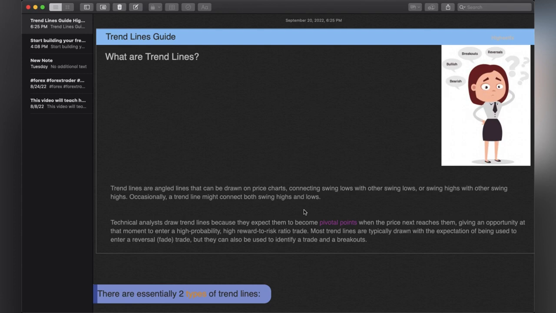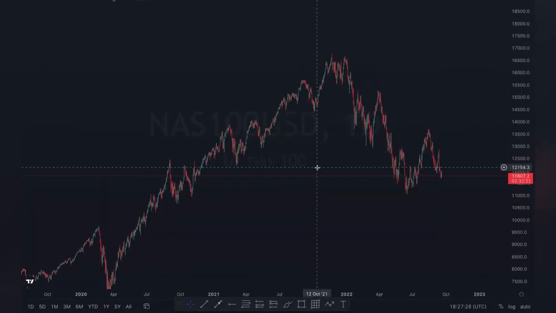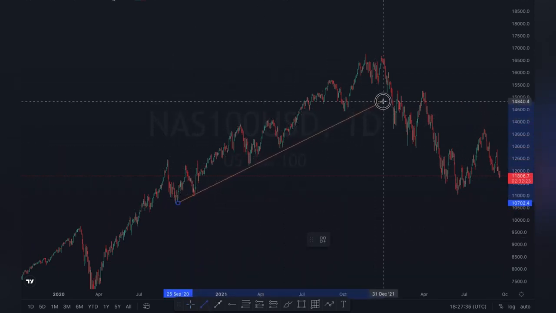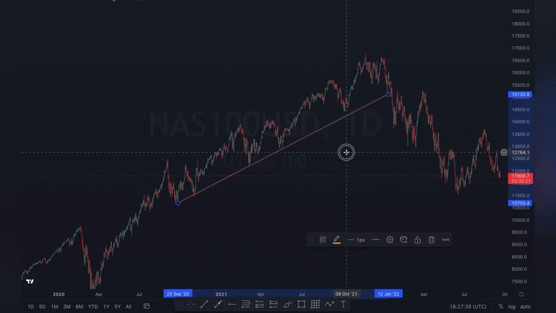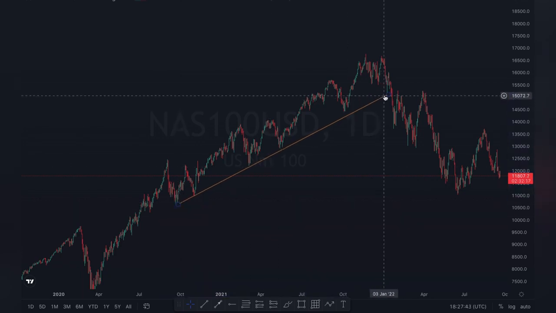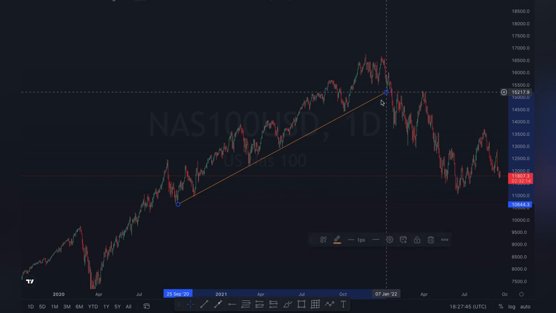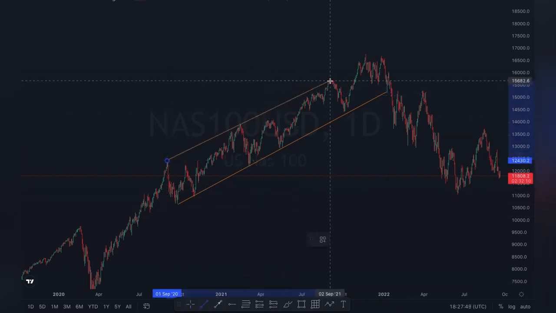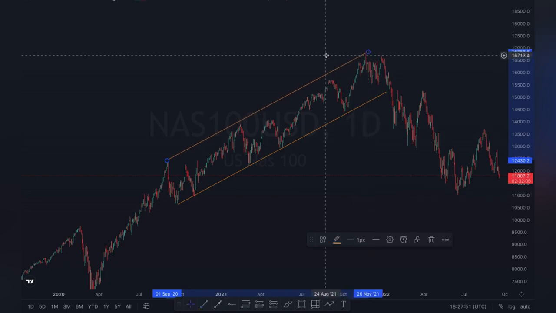So let's look at what we just read. A trend line connects what? Swing lows to other swing lows, right? This is what it's trying to say. Then it also says the trend line connects swing highs to other swing highs. So this is a trend line.